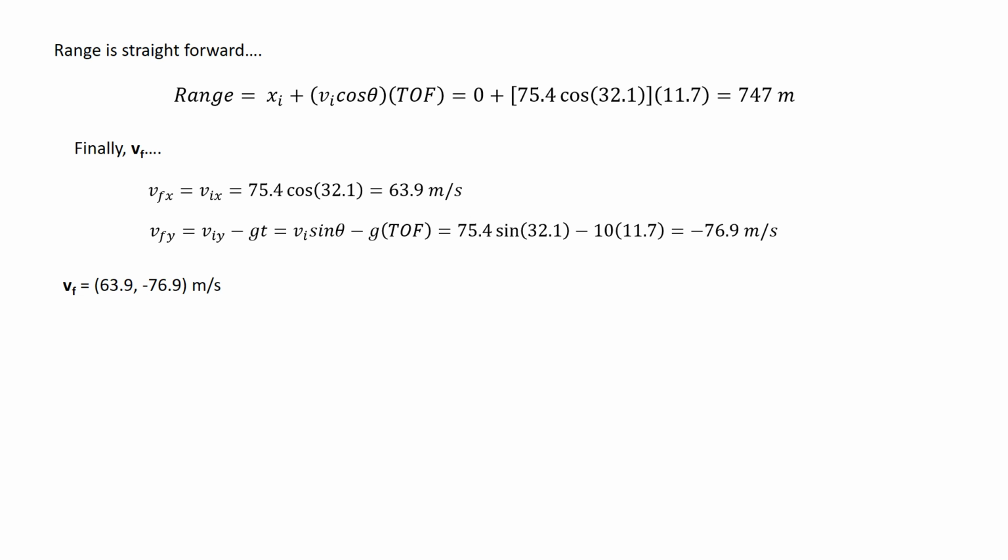I get the vector 63.9 comma minus 76.9 meters per second. Again, don't forget the units. If I untrigonomify that, I get a magnitude of 100 meters per second at an angle of 50.3 degrees below the x-axis. Again, make sure you can get these results.